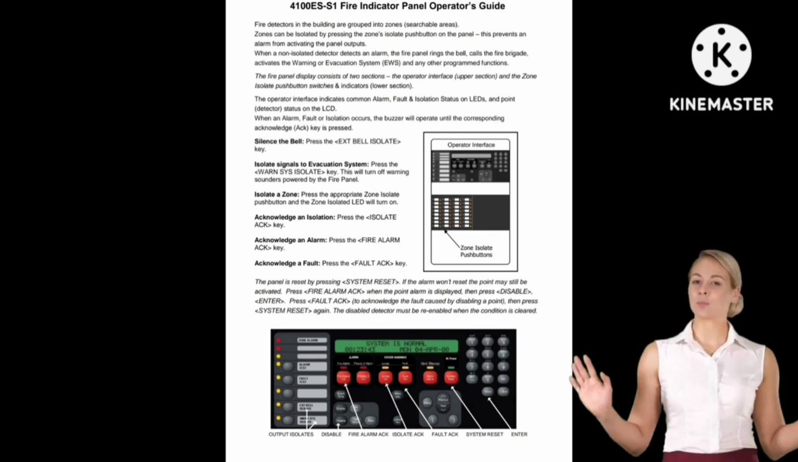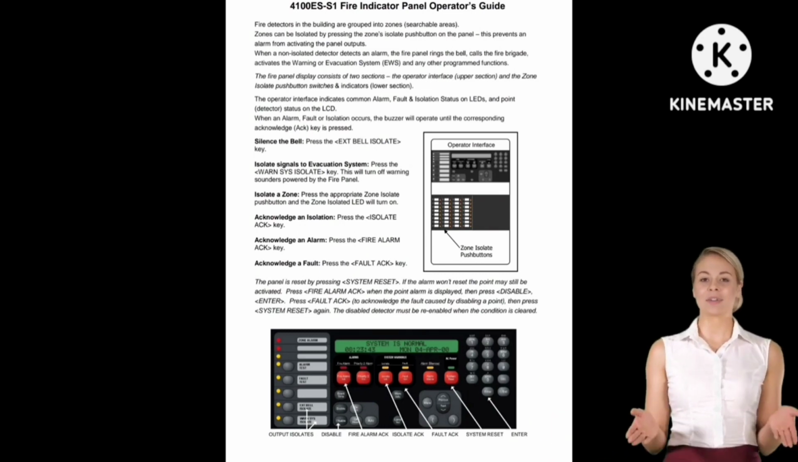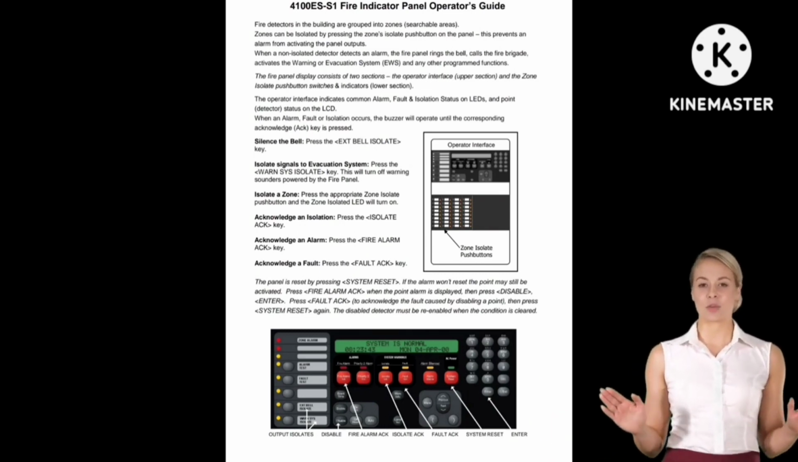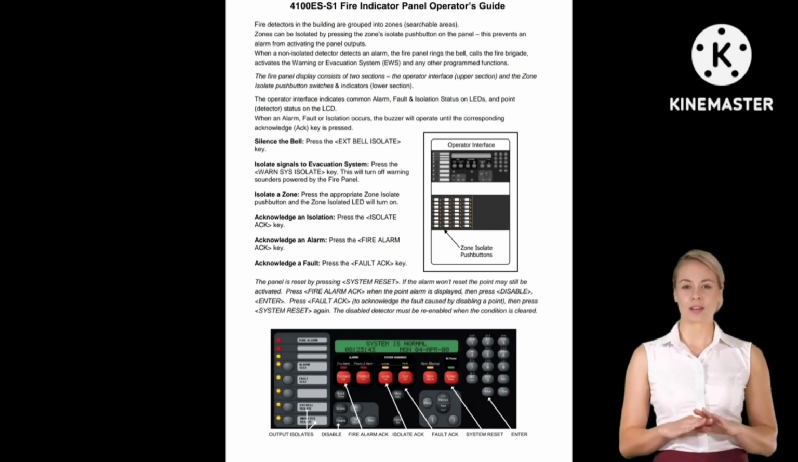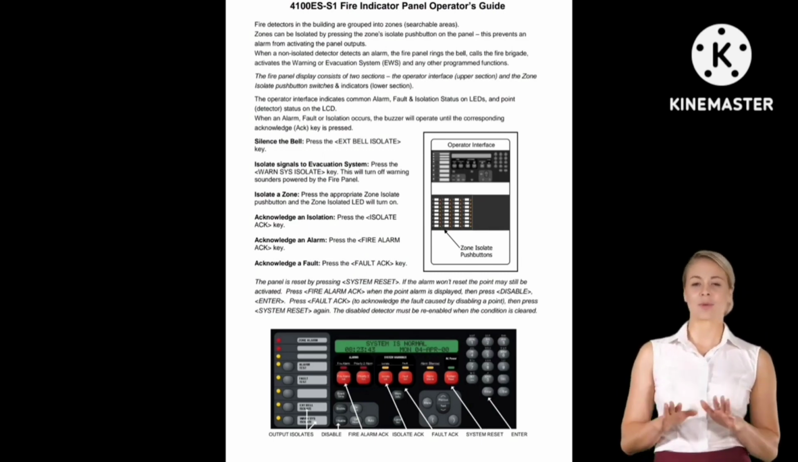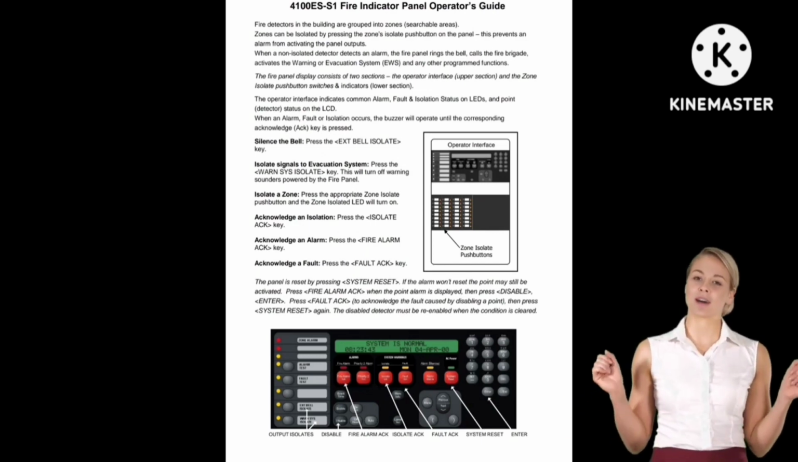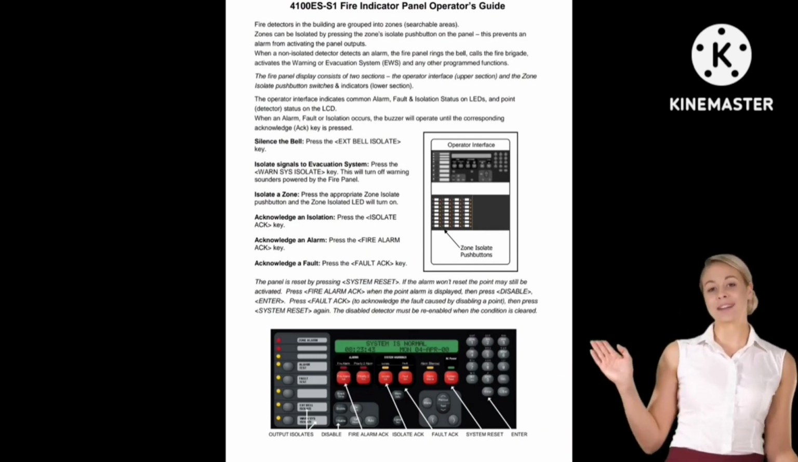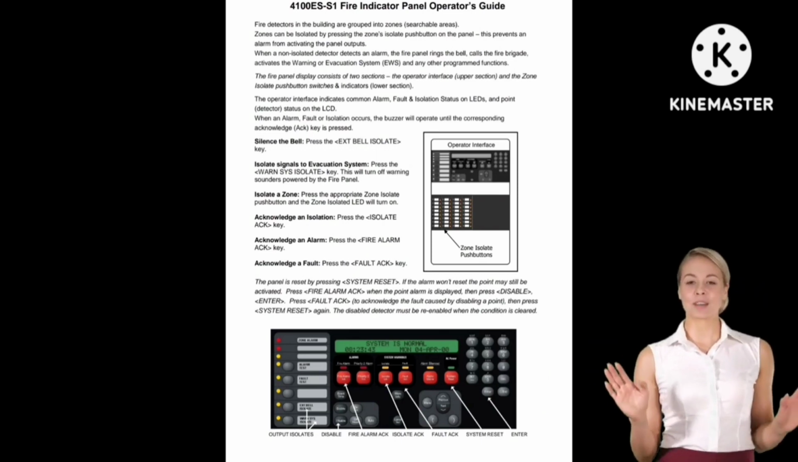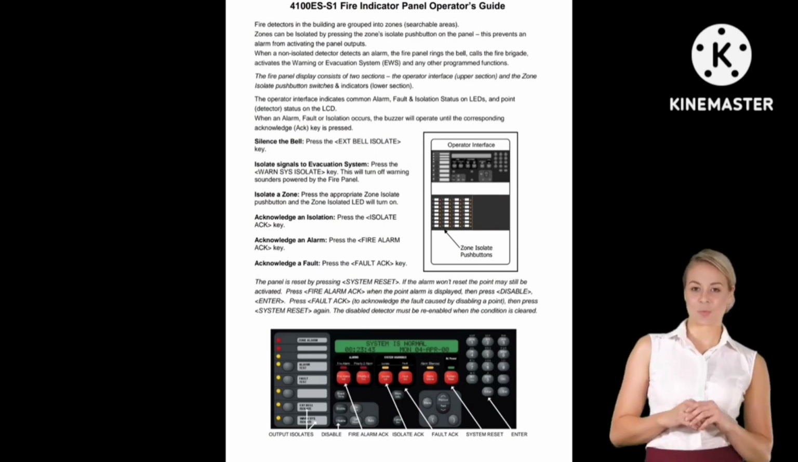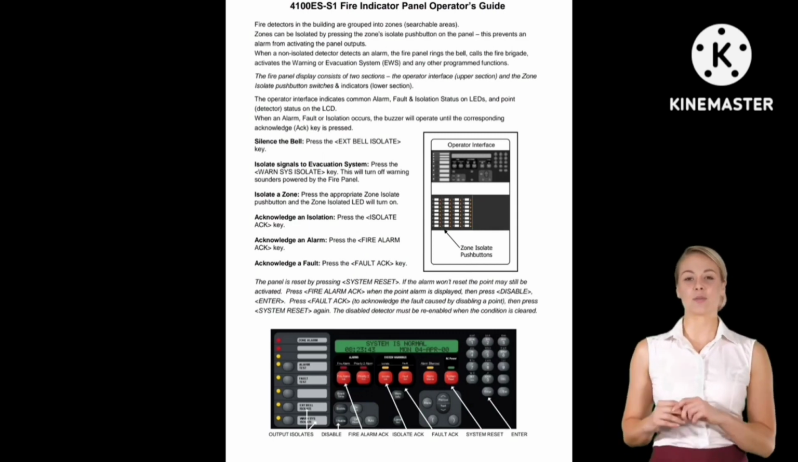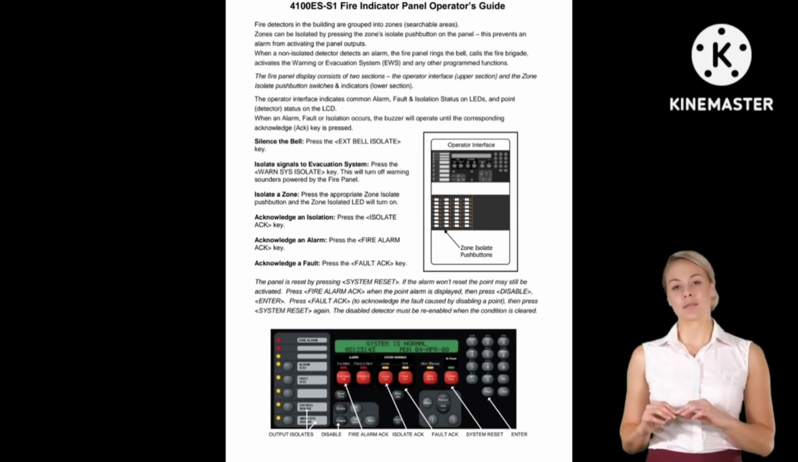100S1 Fire Indicator Panel Operators Guide. Fire detectors in the building are grouped into zones, searchable areas. Zones can be isolated by pressing the Zones Isolate push button on the panel. This prevents an alarm from activating the panel outputs. When a non-isolated detector detects an alarm, the fire panel rings the bell, calls the fire brigade, activates the warning or evacuation system, and any other programmed functions.